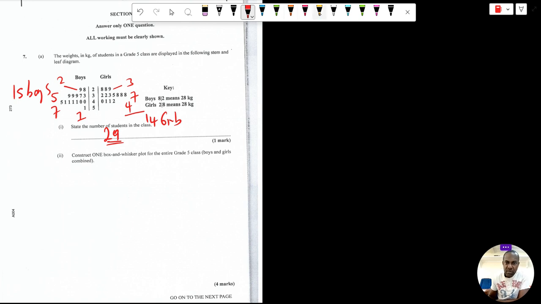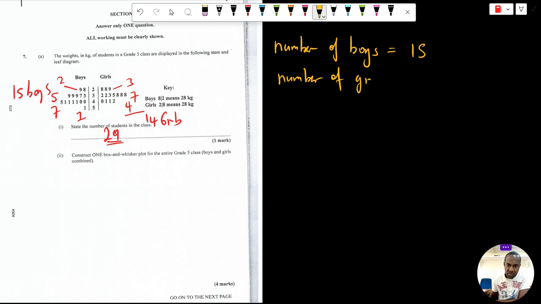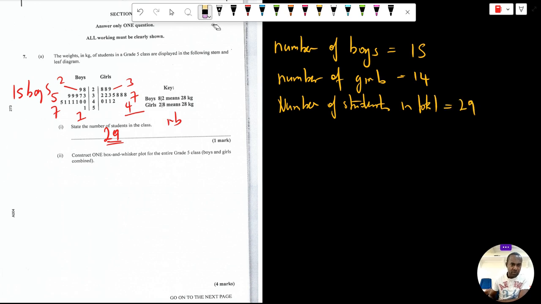But we may need the number of boys and we may need the number of girls. So we say the number of boys is equal to 15. The number of girls equals 14. And of course, the number of students in the class is 29. So the number of students in total equals 29. All right, good.